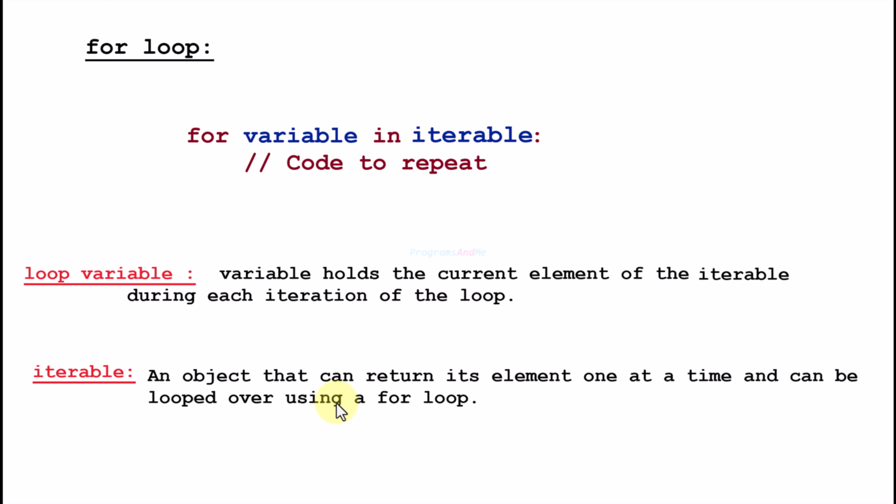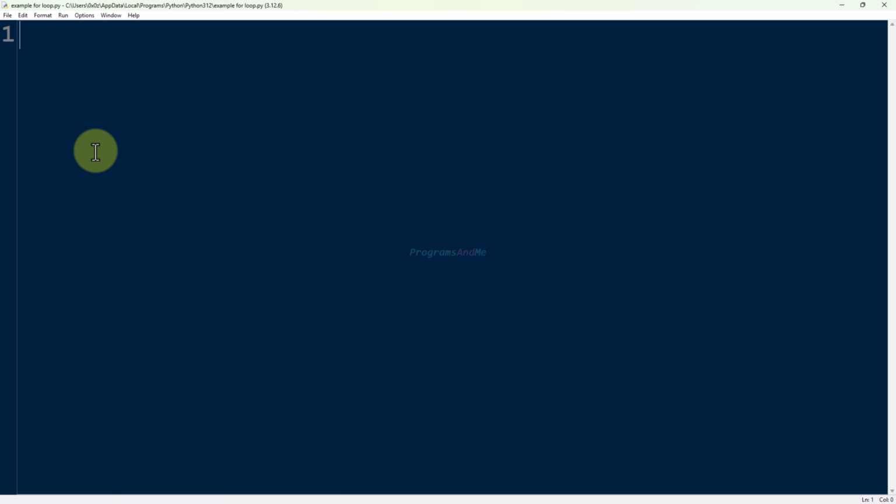Next, let's take an example. So now if I want to execute a block of code multiple times, for example, I want to print a hello message 20 times, then we can use for loop like this. First for, that is the keyword. Then here you need to take a variable. You can take any suitable variable name. Let's take i. Then membership operator in. Next I need to mention an iterable.